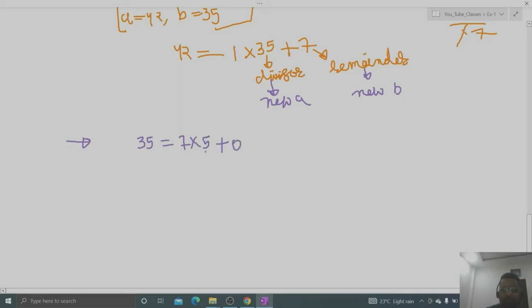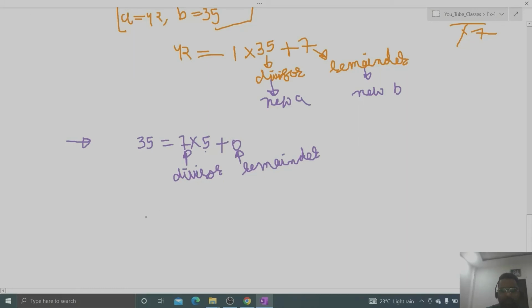Okay, so you can see here, this is our divisor, and this is our remainder. So you can see here that the remainder has become 0.